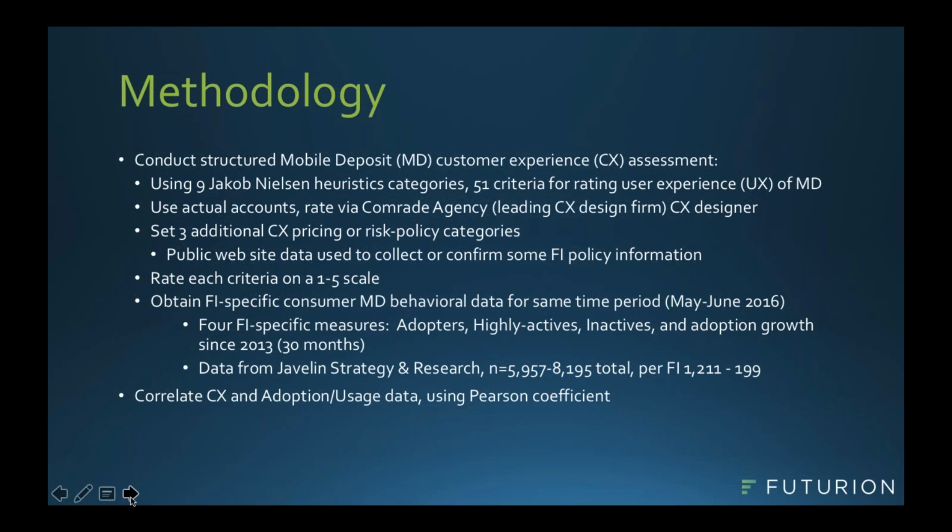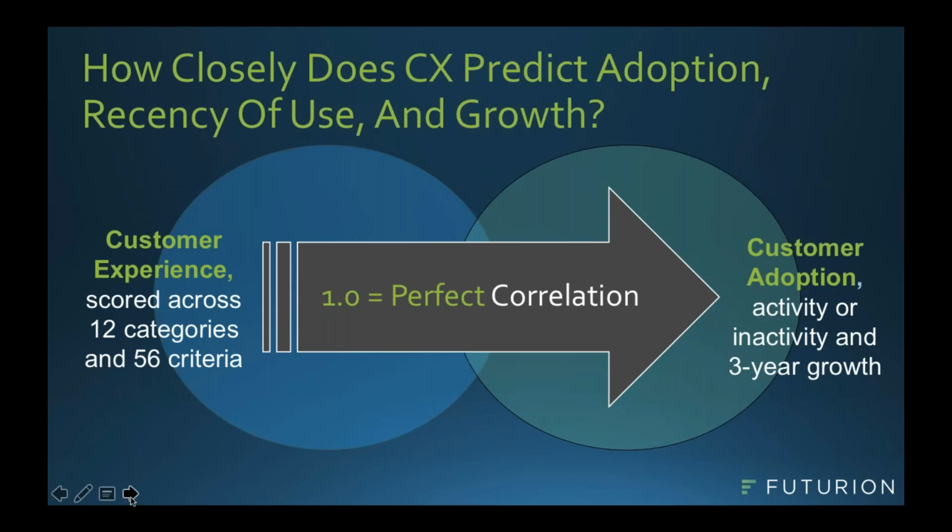So we used actual accounts. We set 3 additional CX pricing or risk policy categories, occasionally used web data to validate further, rated everything on a 1 to 5 scale, and then went to my former company, Javelin, to get their research data, which is based on actual bank customers, using a data set as large as 8,000 plus. So we had some great data, and ultimately used regression analysis to correlate these two things. How much does CX drive adoption, and if so, how?